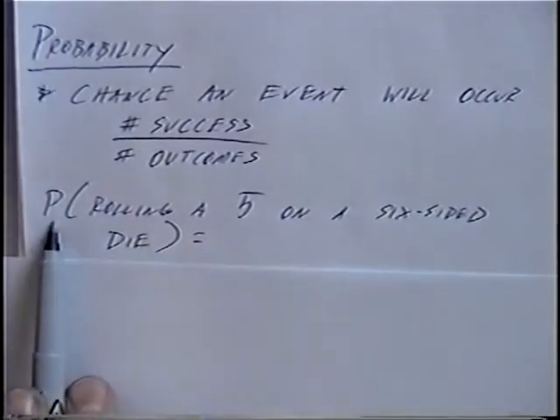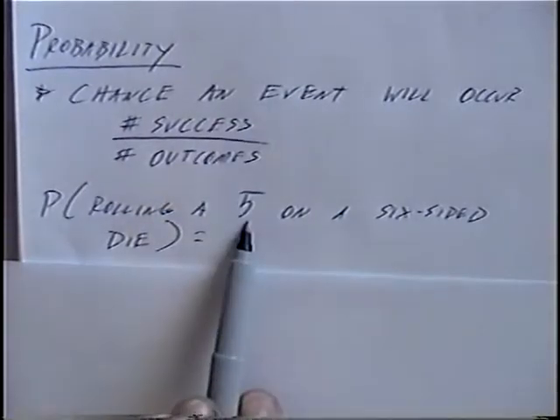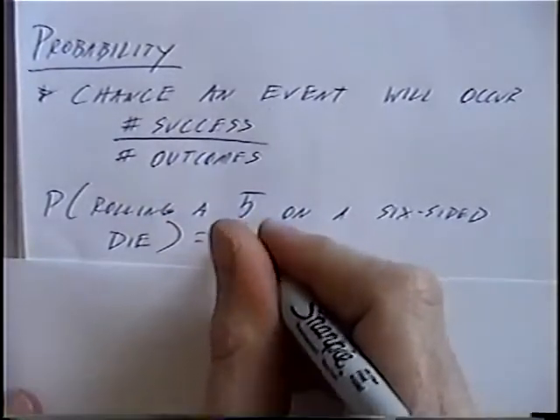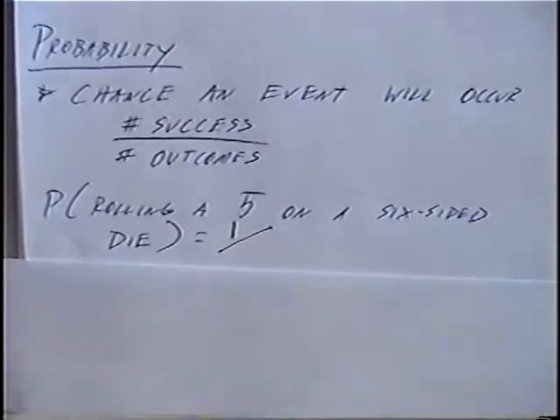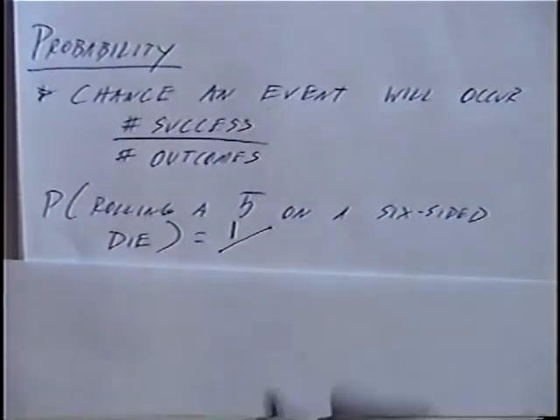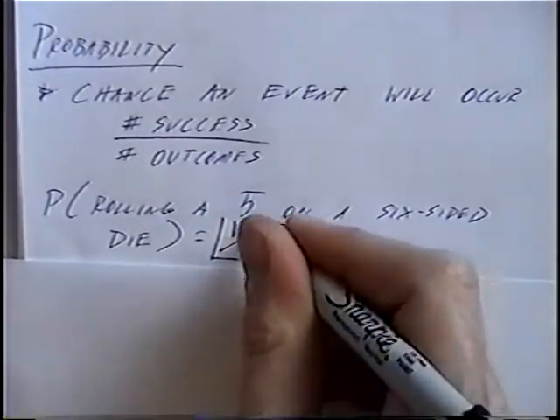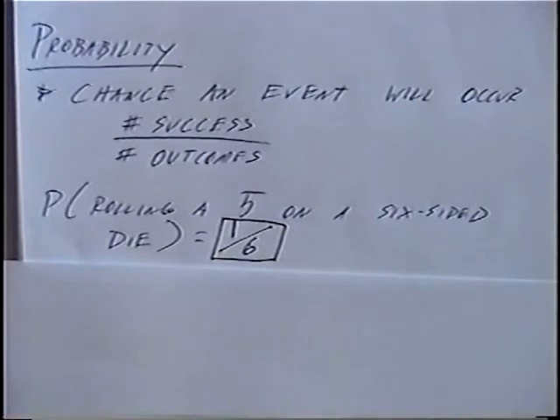First problem, we'll have the probability of rolling a 5 on a 6-sided die. Success would be a 5. There's a single 5 on a 6-sided die, so there's one chance of success. And the number of outcomes, or how many numbers are possible. On a 6-sided die, there would be 6 sides, so you have a 1 out of 6 chance of rolling a 5.